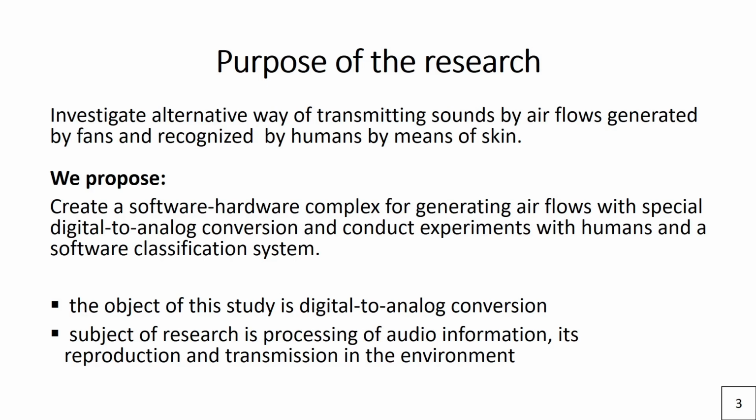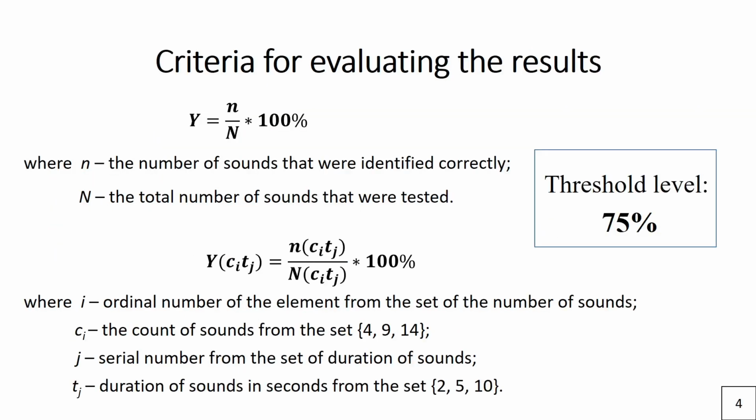To achieve this, we need to create a software-hardware complex for generating airflows with special digital-to-analog conversion and conduct experiments with humans and a software classification system. The criterion for evaluating the result of experiments is the level of successfully identified initial classes of sounds. The experiment will be done for different sets of count of sounds and duration of sound, and we set the threshold level of positive result to 75%.